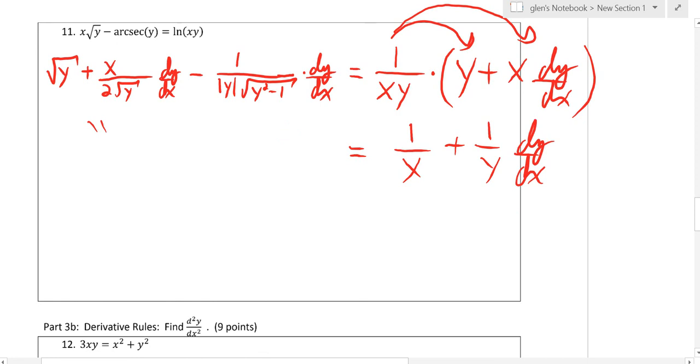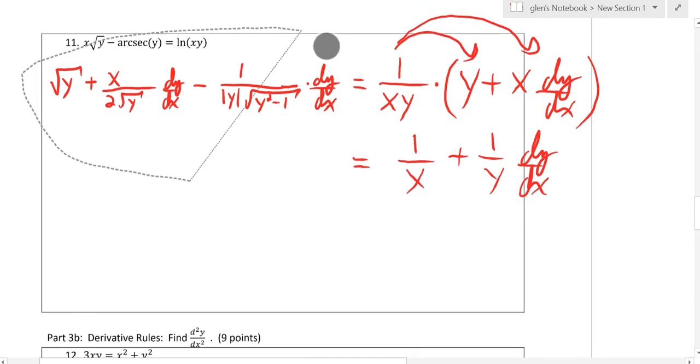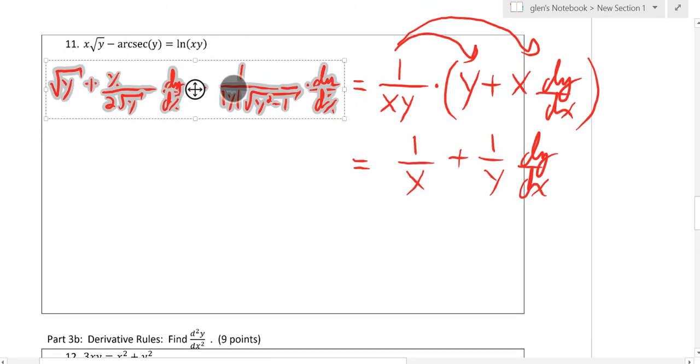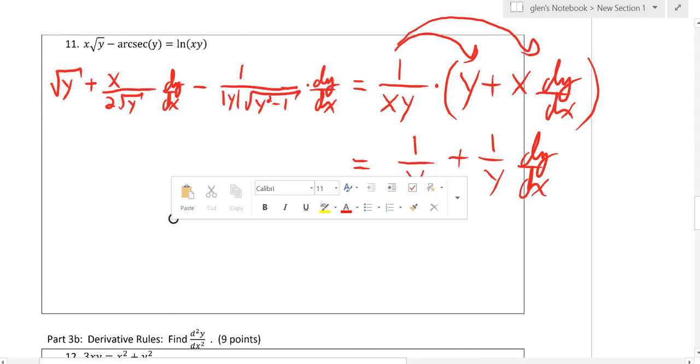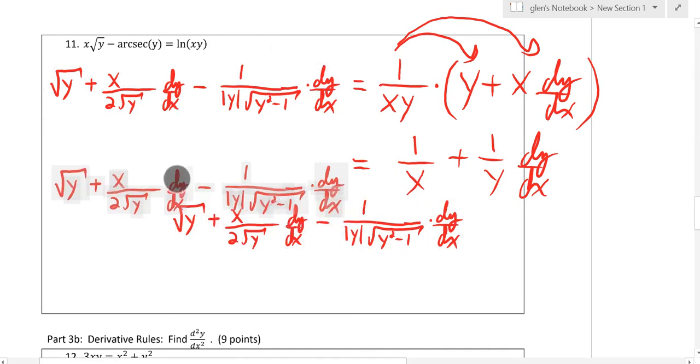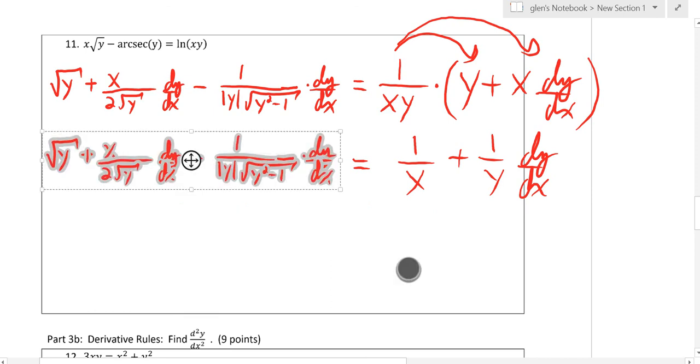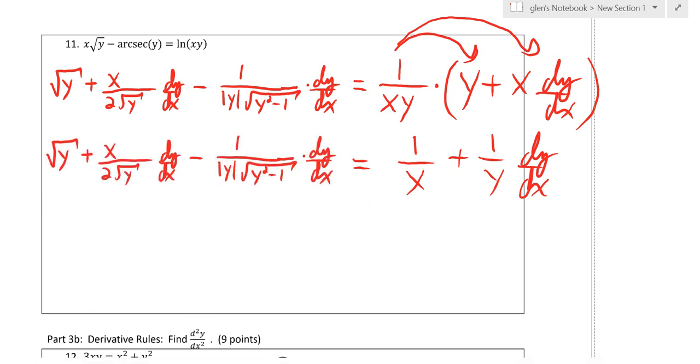Yeah, we got 2 of them. Now we have 3 of them. There's 3 dy dx's. Copy. Paste. Great. This goes right in there. Okay? There's 3 terms of dy dx.